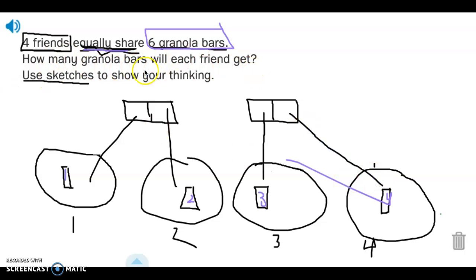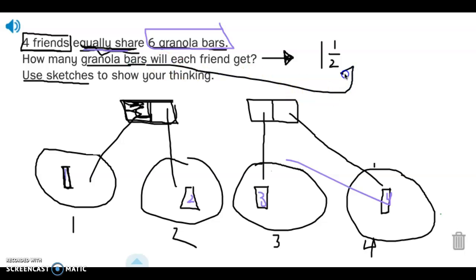So how many granola bars does each friend get? Well, remember, they all had 1 whole piece. And now they're getting a half piece. So how much does each friend have? Let me draw an arrow that's like my equal sign. They have 1 and 1/2, right? We had 1 part out of 2 parts. So they have 1 whole and 1 part out of 2. That whole always goes on the bottom. 1.5. What's my label? 1.5 granola bars, and I'm going to let you write that.